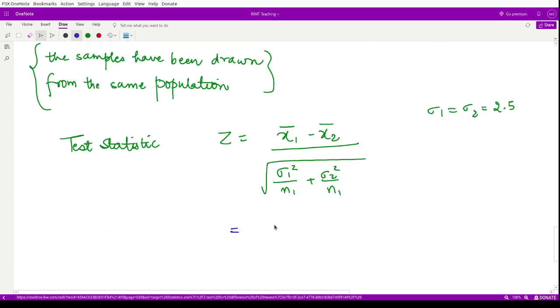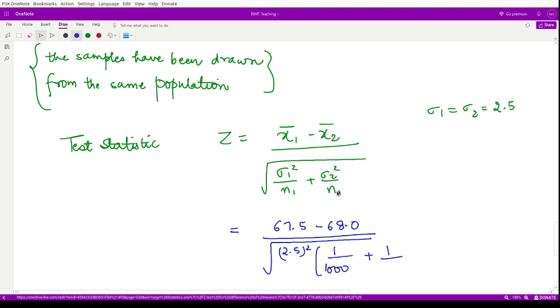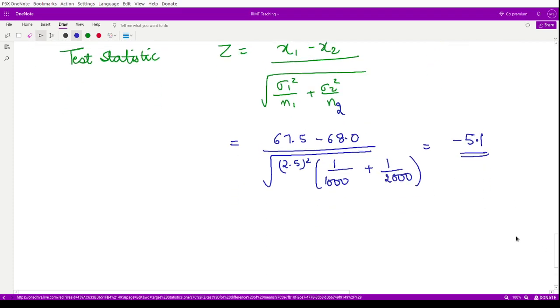So you may compute the value of this Z. So it would be 67.5 minus 68.0 divided by square root of 2.5 whole square, times 1 divided by n1, which is 1000, plus 1 divided by n2, which is 2000, right? So it would be equal to minus 5.1 when you completely solve this. So this is our Z calculated value.